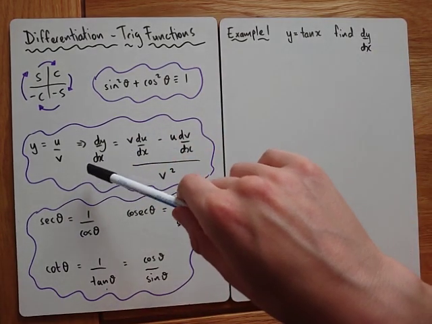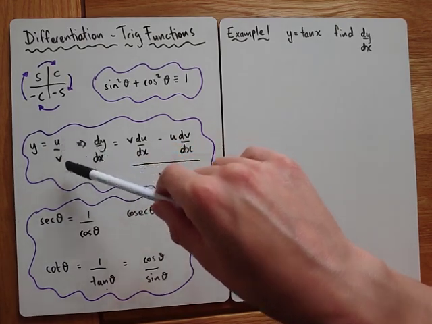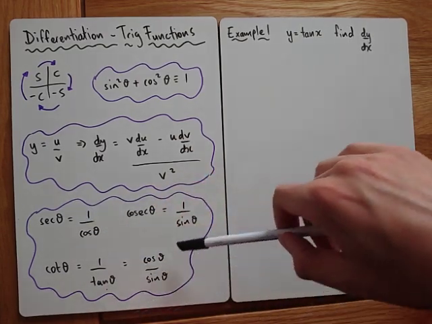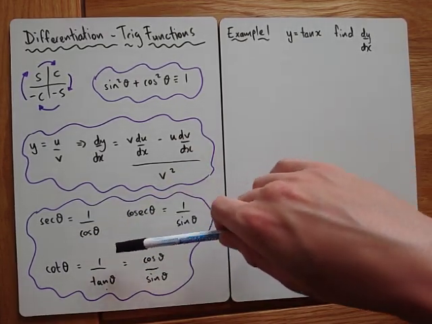This one's the quotient rule. It's going to be really useful. So when we want to differentiate fractions, we can use this. And these trig functions might be a little bit new to you, but don't freak out when we see these.